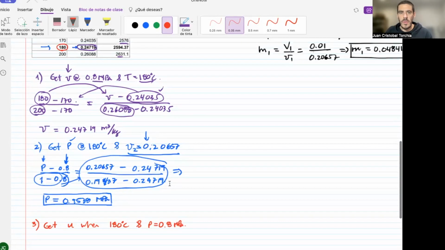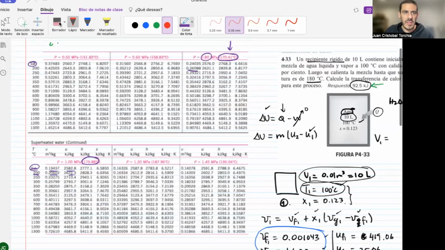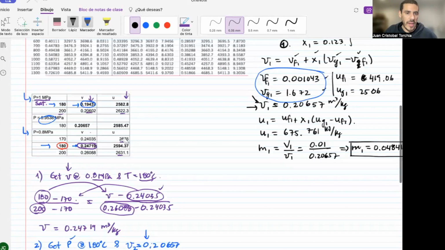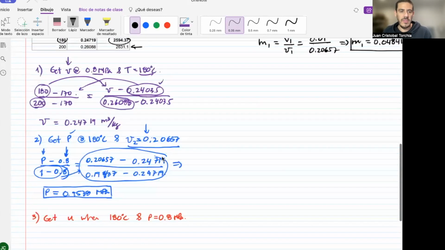If you remember, if you go to this table and go to 0.8 megapascals, let me erase and clean this a little bit, you can see that I have this saturation line at 170 degrees, and the other one is 200 degrees. Therefore, I need the internal energy at 180 degrees, so I need to build that. In this table I need 180 degrees Celsius at 0.8 megapascals. This one is the saturation part, this one is 200 degrees Celsius, and this one I don't know. This is how you're going to get it.